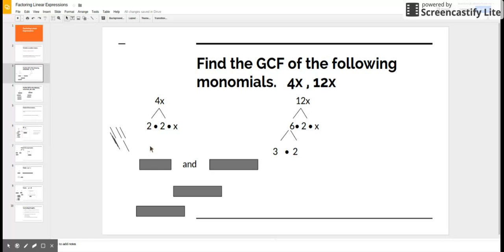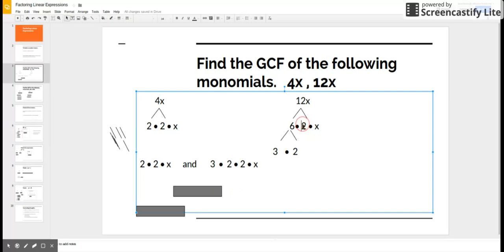So on this side, I have 4x equal to 2 times 2 times x. And on this side, I have 12x equal to 3 times 2 times 2 times x, I should have said, because there's a 2 here. Let me space that out a little bit. From here, you just pull out your common factors.